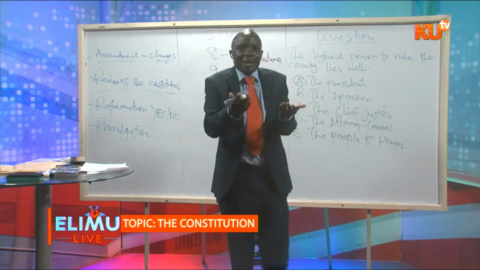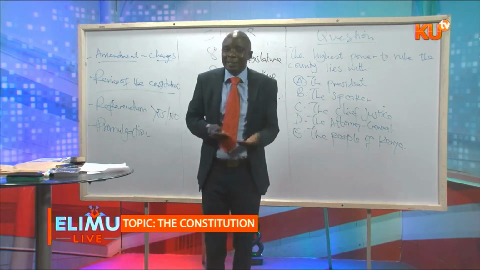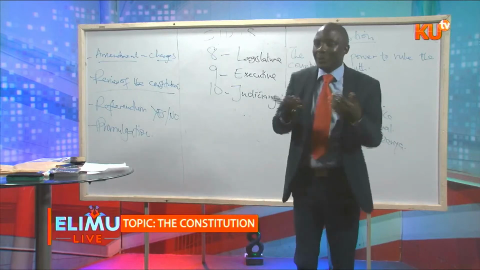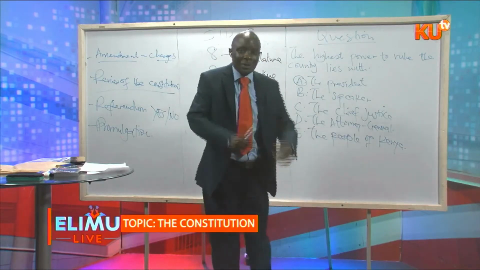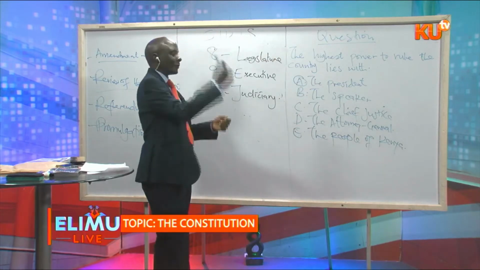So that shows you that actually the people who have got the ultimate power in Kenya, it's not the leaders. Actually, we have donated this power to them at these offices. So when you see the president, you can freeze. But remember, you have given him that power.